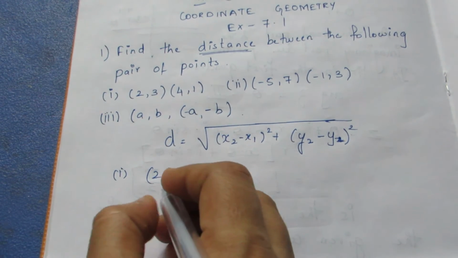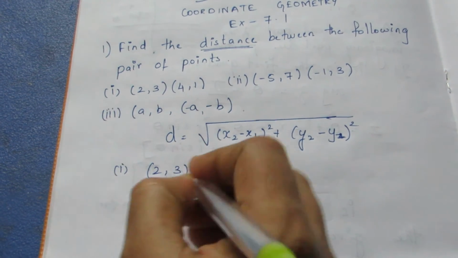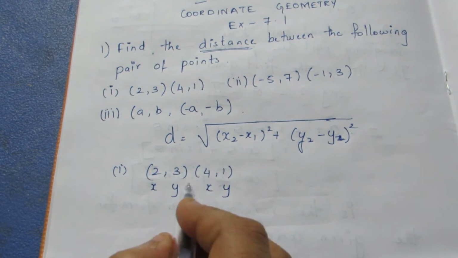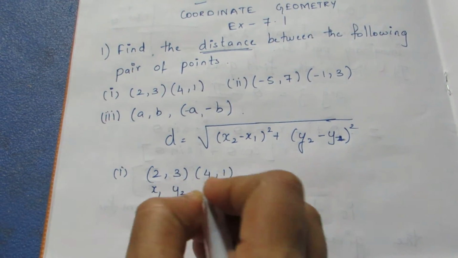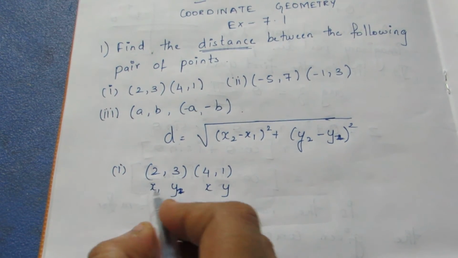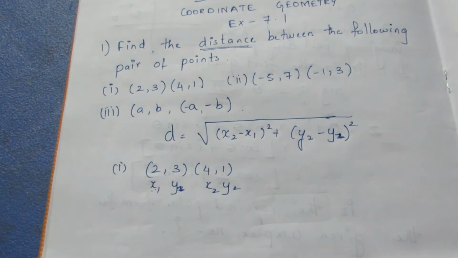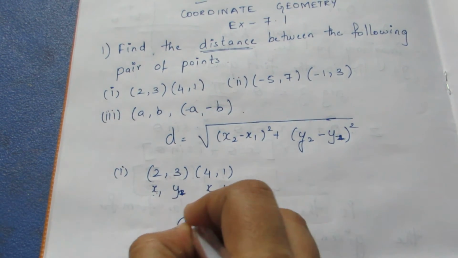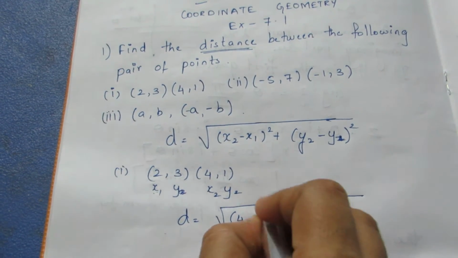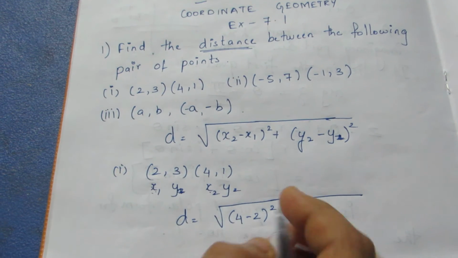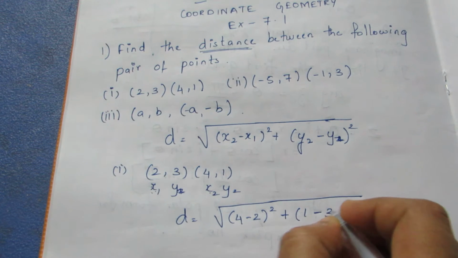Just like we always write x and y for coordinates in a graph, it is the same way x comma y, but we are taking 2 points, so you will have a confusion. So I am going to take the first one as x1 y1, second one as x2 y2. Just substitute in the formula. They ask for distance, so d equal to root of x2 minus x1, so 4 minus 2 the whole square, plus y2 minus y1, that is 1 minus 3 the whole square.